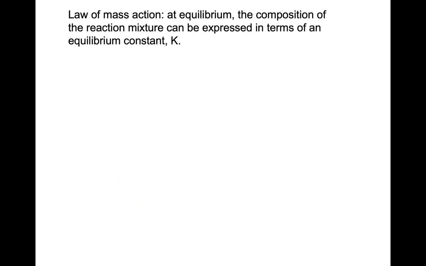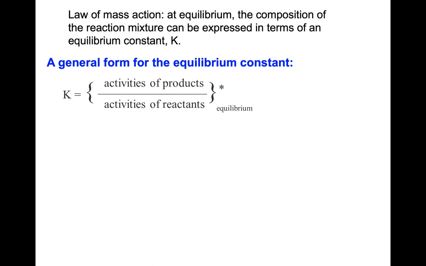So let's take a minute to review equilibrium constants, just so that we can think through and remember that from last semester. Remembering that K, the equilibrium constant, is due to the law of mass action. At equilibrium, the composition of a reaction mixture can be expressed in terms of an equilibrium constant. The general form is activities of products over activities of reactants, those equilibrium activities raised to the stoichiometric coefficient.